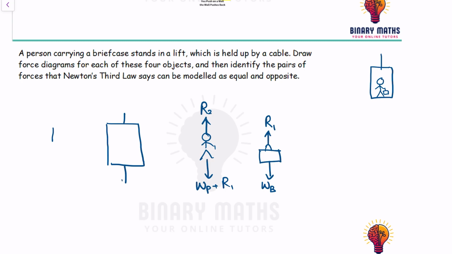And what does the lift feel? The lift feels its own weight, so weight of lift, plus it feels the person pushing down, which is equivalent to the force the person feels pushing up on the lift, so it's R2. The lift is being held by a cable, so there's tension, and the cable feels tension.